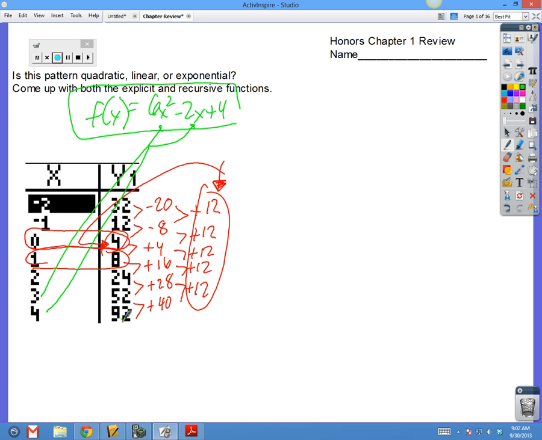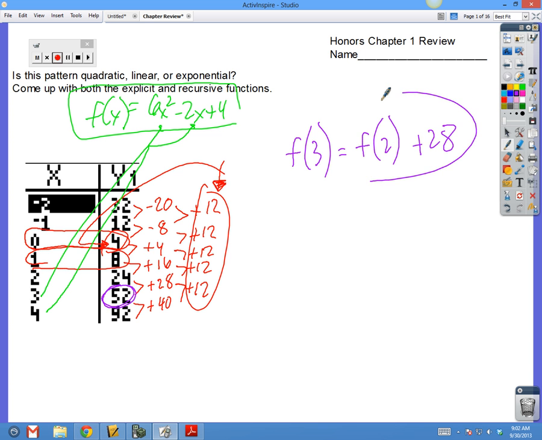But all we want the recursive to do is explain how much you add. So look, if I want the answer at 3 for the recursive, I do not want to know the answer is 52. I want to know that I'm going to take the one before it and add 28. This is all I want to know. I want to know how much you've got to add to it. So I don't care that the answer is 52. All I want to know is I'm going to add 28 to the answer of 2, which is 24.